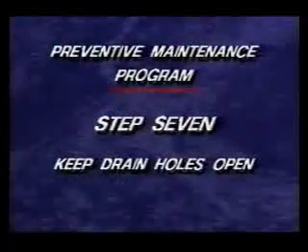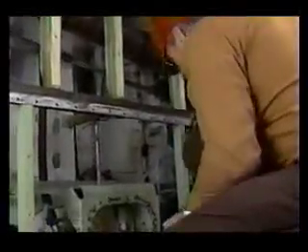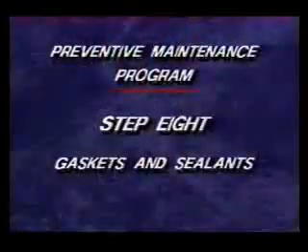Step 7 is the elimination of blocked drain holes and passages which allow water and other contaminants to accumulate unnecessarily. This will break down any coating system and will rapidly lead to corrosion. Make sure that all drains remain open and functional, and that no debris is blocking their path.